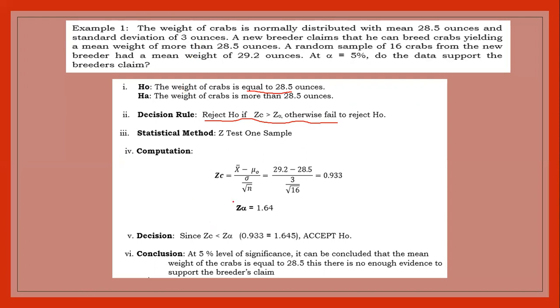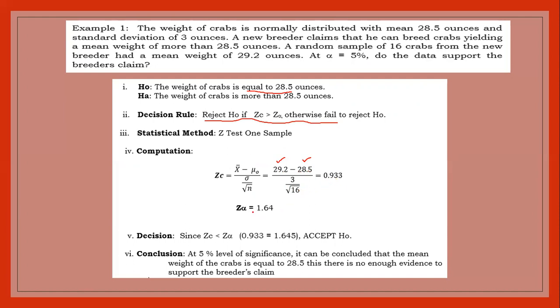Okay, so for the computation part, dito lang naman sa formula natin ng z sub c or computed, i-substitute nyo lang yung value. Okay, so 29.2 dito sa variable, substitute mo yung 29.2 minus 28.5, that's your population mean. So take note palagi mo ima-minus yung population mean. Hindi pwedeng mauna si population mean dun sa variable. Okay, so mauna yung variable minus the population mean. Okay, over standard deviation is 3 over the square root of 16, which is the sample size. So ang lumabas na z computed is 0.933.